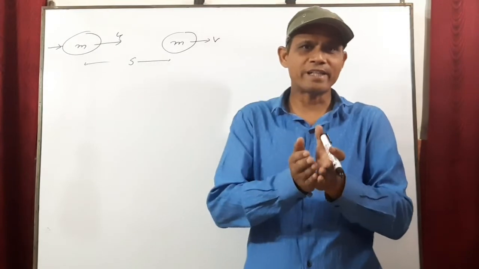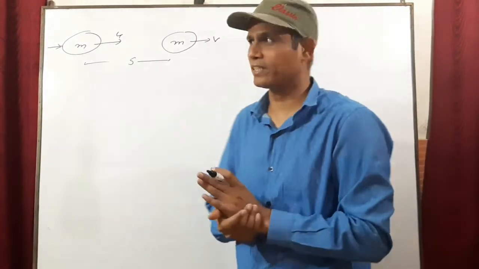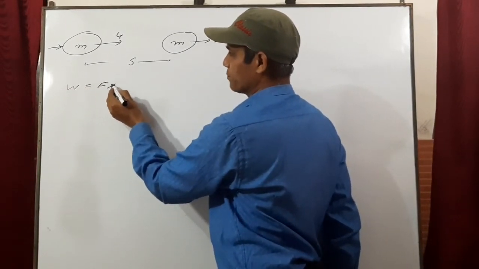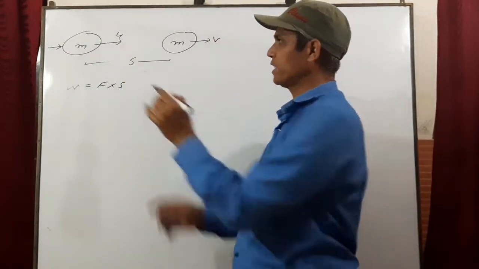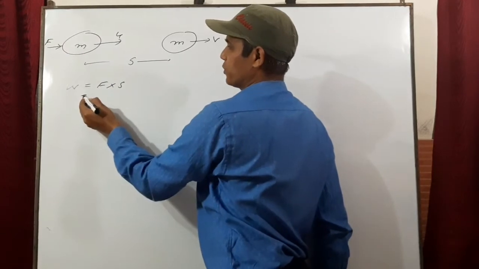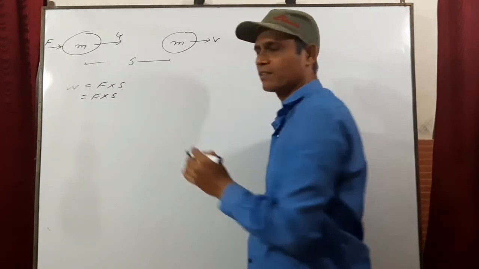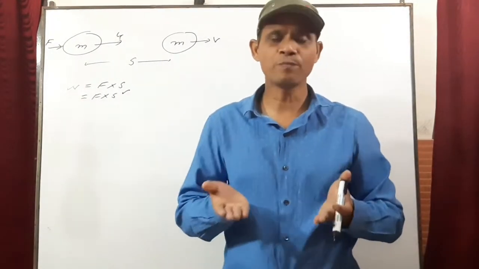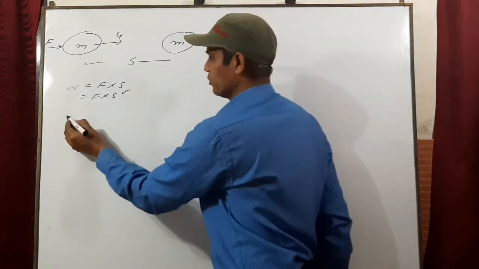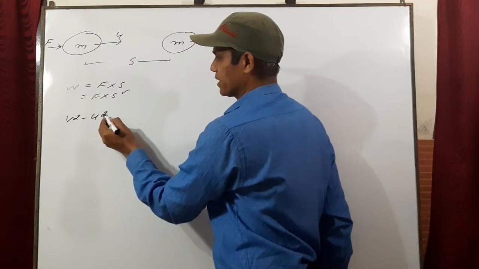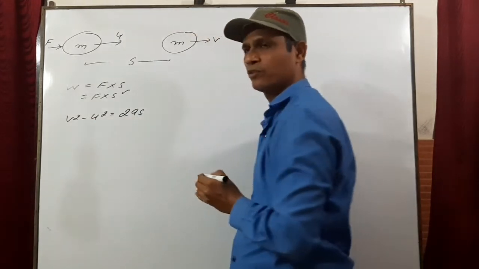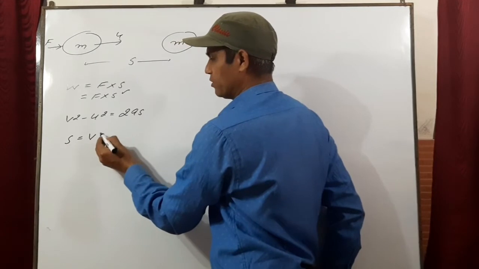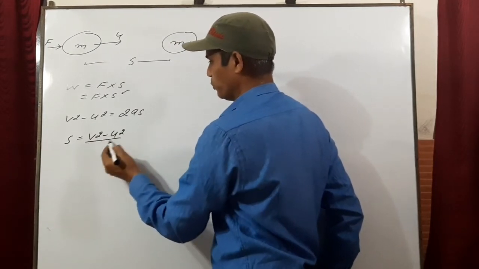So how much work is done over here? Let us see what the work done is. You know, work done is equal to force into displacement. Now force, as I told you, is F, so I will put F into S over here. Now calculate the value of S. How can you calculate it? By using the equation of motion, which, as you know, is v square minus u square is equal to 2as. From here I can calculate the displacement S. So S is equal to (v square minus u square) upon 2a.